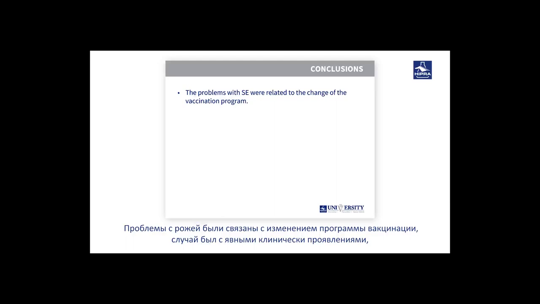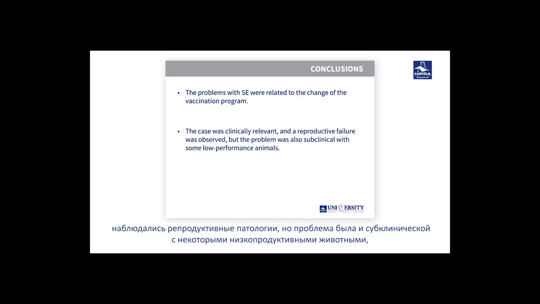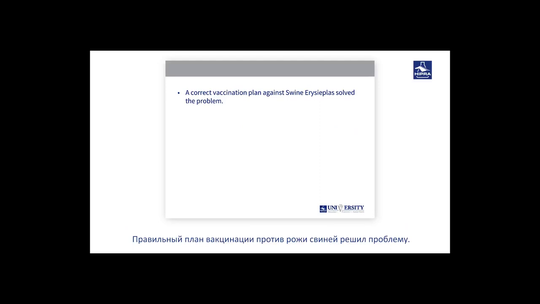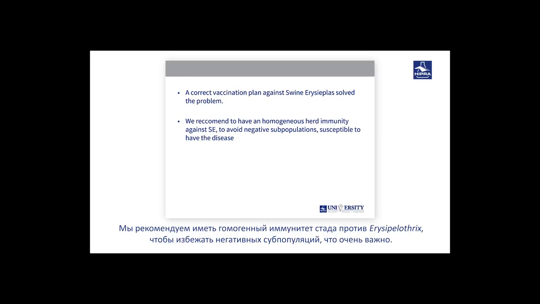The case was clinically relevant, and a reproductive failure was observed, but the problem was also subclinical with some low performance of some animals. 30 to 50% of apparently healthy pigs harbor erysipelas in their tonsils. A correct vaccination plan against swine erysipelas solved the problem. We recommend to have a homogeneous herd immunity against erysipelas to avoid a negative subpopulation. That is very, very important, susceptible to have the disease.